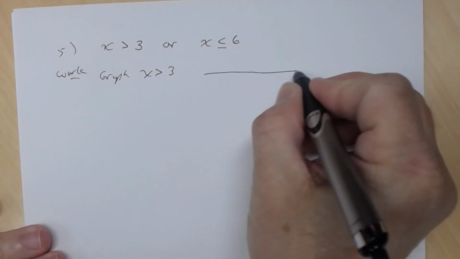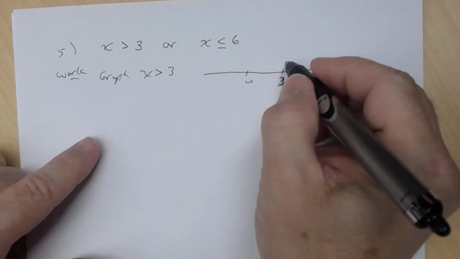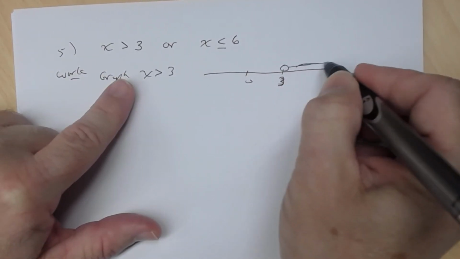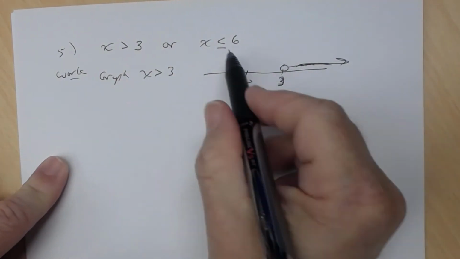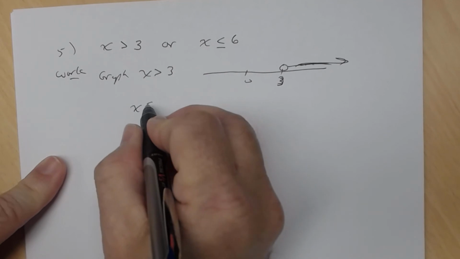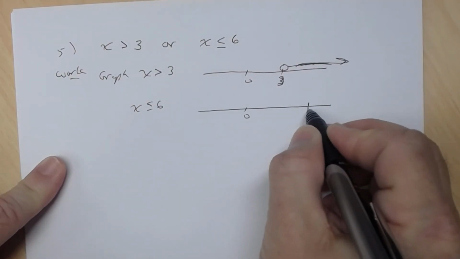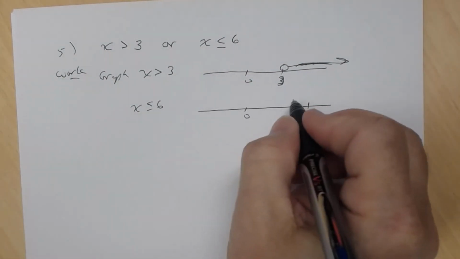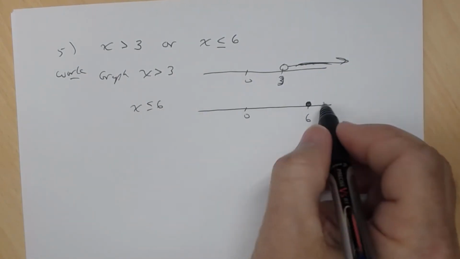So you're going to graph, if this is 0, this is 3. So you're graphing an open circle, anything to the right. So x is greater than 3. The next one, x is less than or equal to 6. So this is 0. Make sure you put 6 in the right place. So 6 will be to the right of 3. This time 6 is a solution. So it's a closed circle, and I want to shade in all the real numbers less than that.